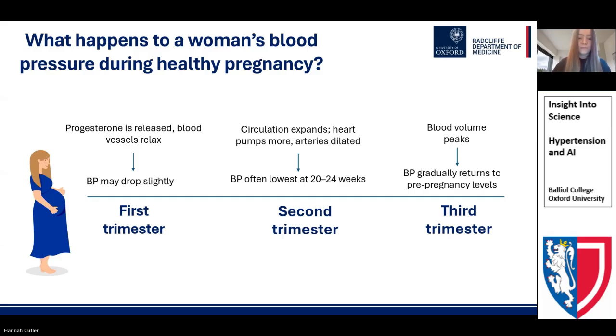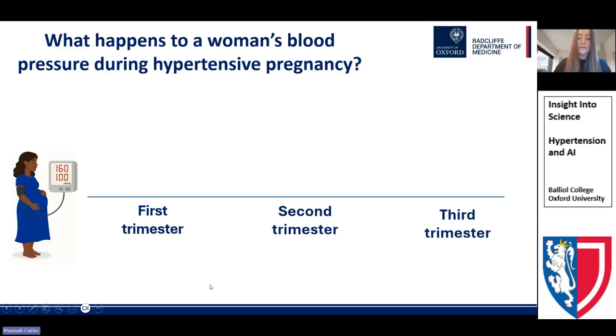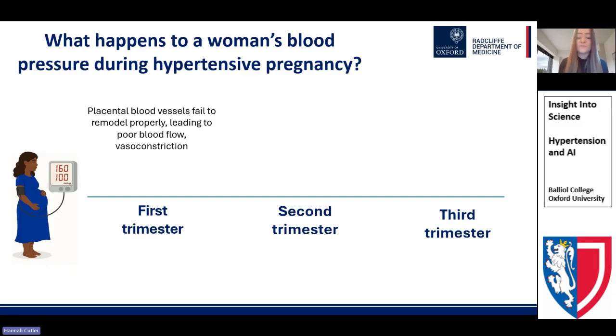But what happens to a woman's blood pressure during a hypertensive pregnancy? Well, in the first trimester, the placental blood vessels, so these are the blood vessels which attach to your placenta, and the placenta supplies the fetus with nutrients and blood during the pregnancy to help them develop. If these don't remodel properly, then it leads to poor blood flow and vasoconstriction, which involves narrowing of the blood vessels. The blood pressure then remains high, or it doesn't show that normal decrease during pregnancy. So rather than decreasing as it normally would in a healthy pregnancy, it just stays high.